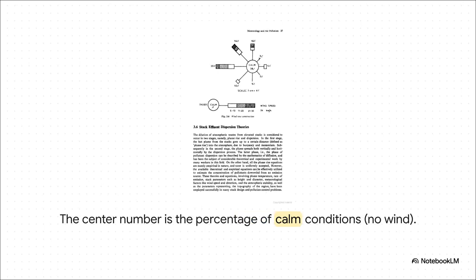And finally, let's look at that number right in the middle of the circle. That tells us the percentage of time when there was basically no wind at all, when conditions were calm. Here, it's 30%, which means for nearly a third of the time, the air was just still. And that's really crucial because that's when pollution can just hang around instead of getting blown away.